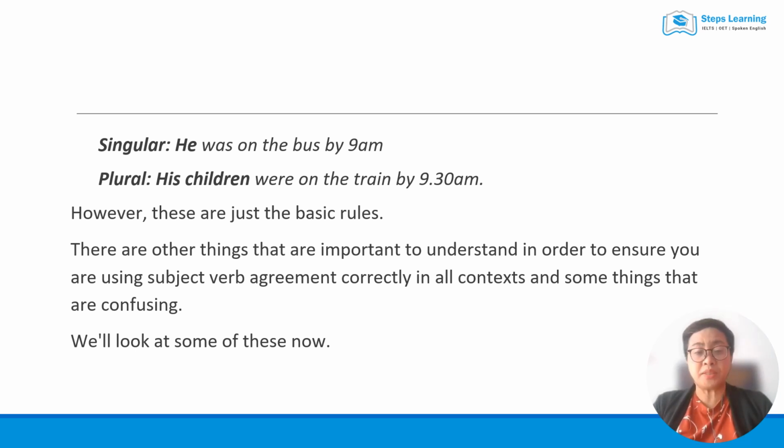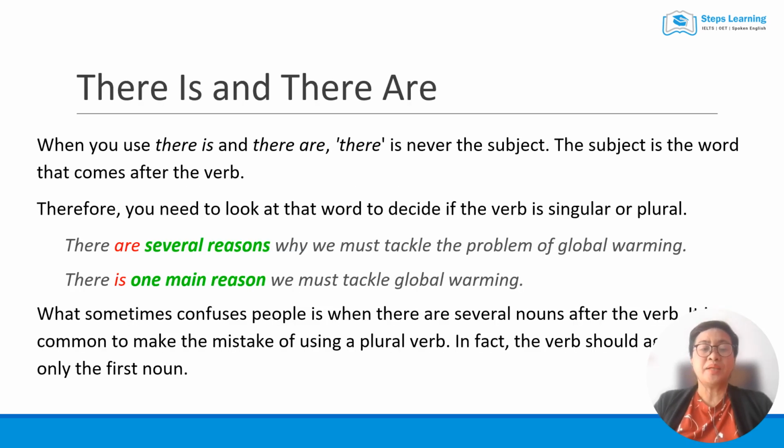However, these are just the basic rules. There are other things that are important to understand to ensure you are using subject-verb agreement correctly in all contexts and some things that are confusing. So we'll look at some of these now. First, let's go to there is and there are.